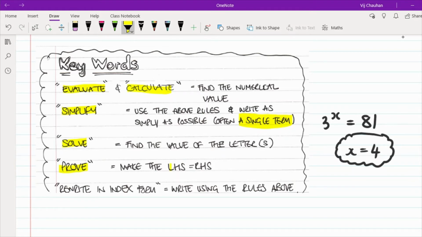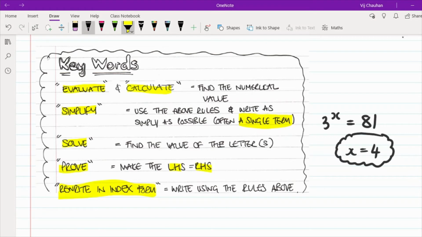So just make the left hand side look like the right hand side and you are good to go. Now, one thing you may notice, this doesn't really come up in A-level papers, but something that comes up in textbooks is "rewrite in index form". This is where you are given the opposite of what the laws are, so where you're given the right-hand side, and you need to write it in the left-hand side.